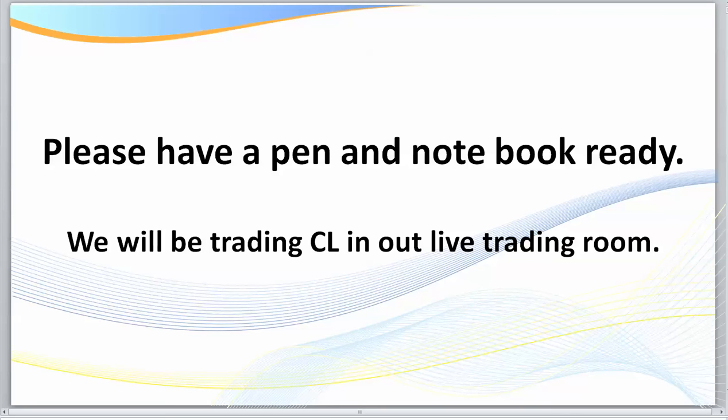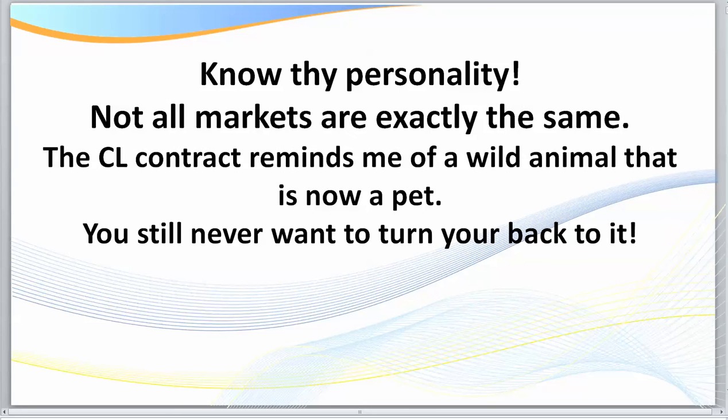Very, very important. So in the live room at this stage, very much, or almost certainly, we're going to be trading the ES and oil. So more on that over the next few weeks.